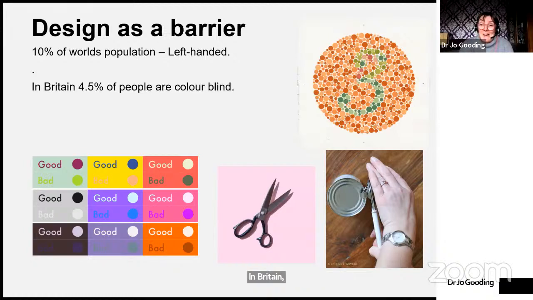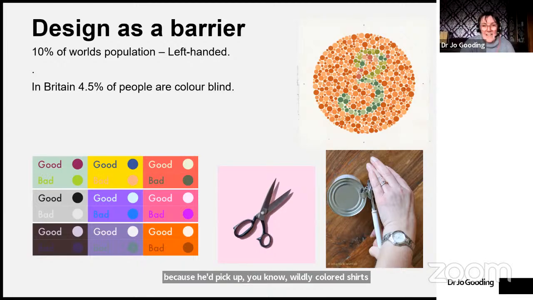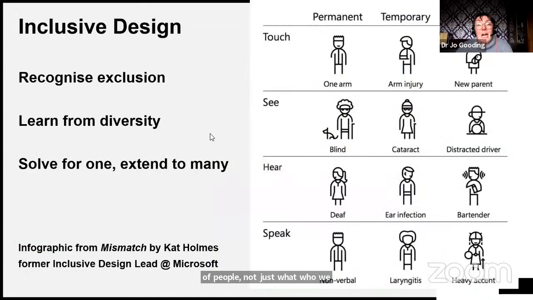colorblind. I remember my father is. I remember taking him shopping and helping him because he'd pick up these wildly coloured shirts, and I was saying, "No, Dad, that's not appropriate." So design can be that barrier for a lot of people, not just who we might think of as disabled. And this slide shows it really nicely.